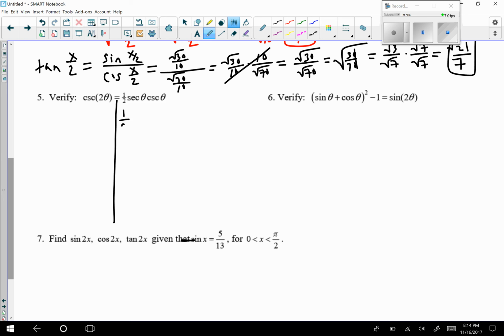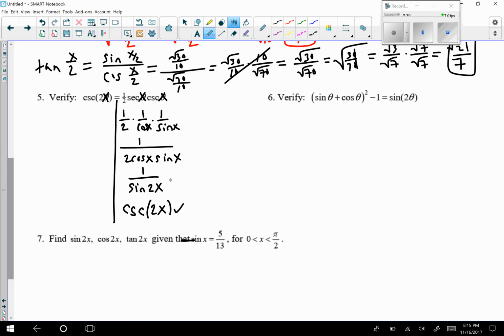So this would be 1/2. Secant we know is 1 over the cosine, and cosecant is 1 over the sine. When I do that, I get 1 over, because when you multiply fractions, you multiply straight across, 2 cosine x, we forgot our x is there, times the sine of x. And we know 2 cosine x sine x is really the double angle formula for sine. So this is 1 over the sine of 2 times x. I guess I should have used theta, but that's okay. Just pretend this is an x here instead. Then for this, 1 over the sine of 2x, we know by our reciprocal identities, that would be equal to the cosecant of 2x. So now this side equals this side.